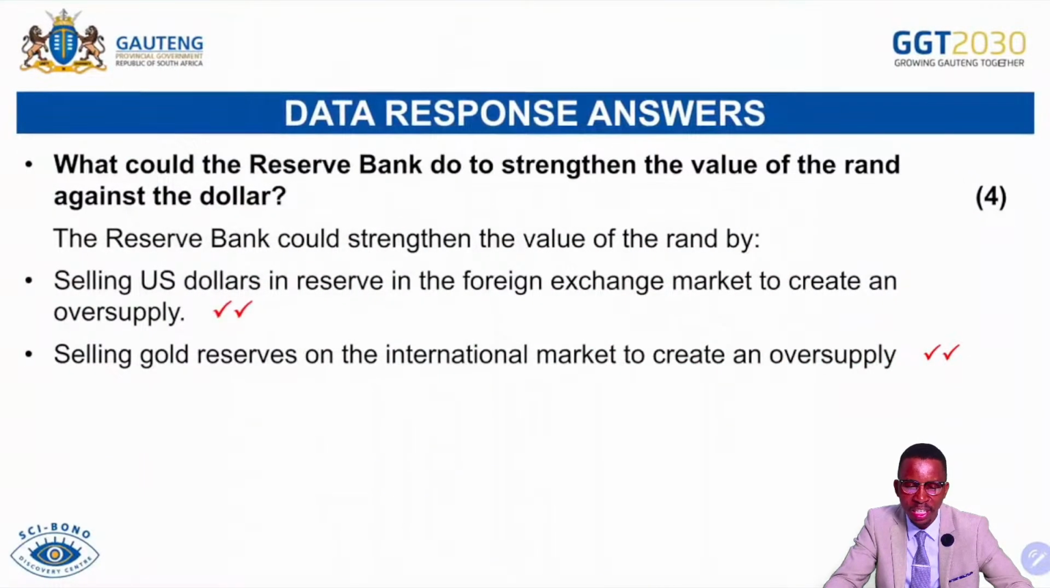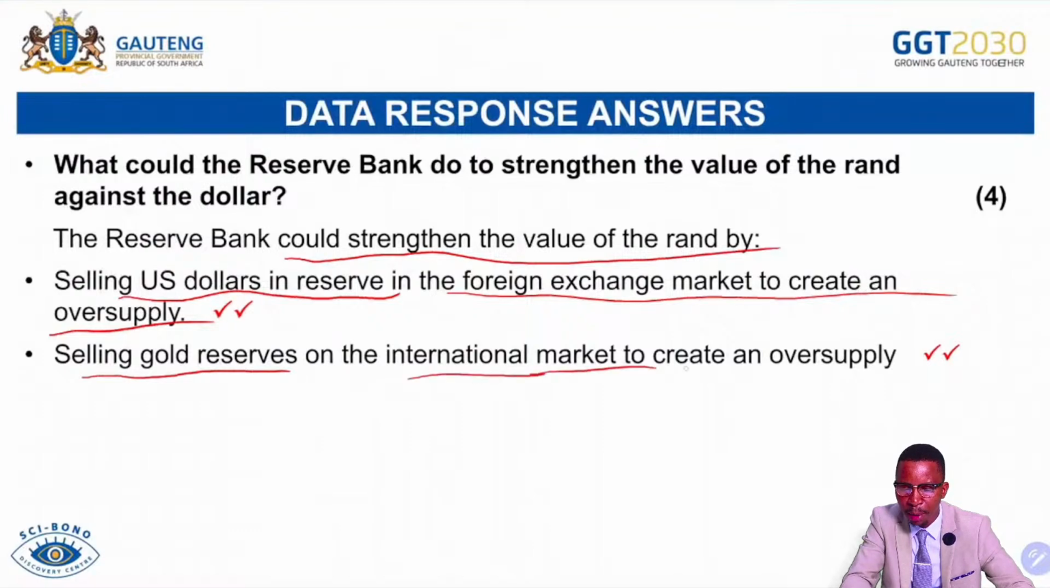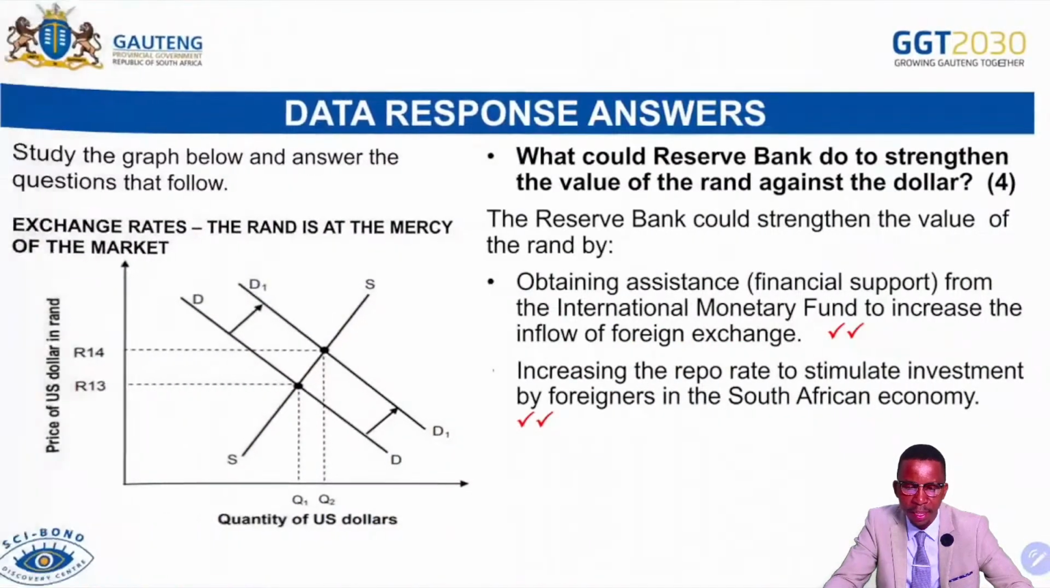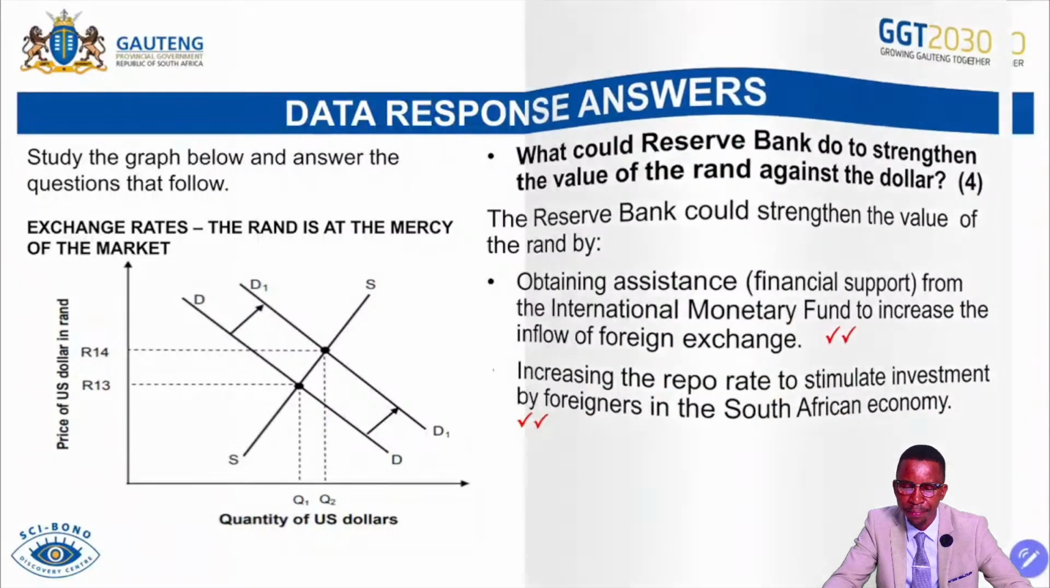And then what could the Reserve Bank do to strengthen the value of the rand against the dollar? The Reserve Bank could strengthen the value of the rand by selling US dollars in the reserve in the foreign exchange market to create an oversupply, selling the gold reserve on the international market to create the oversupply. Also, obtaining financial assistance from the IMF, the International Monetary Fund, to increase its inflow of foreign exchange, and increasing the repo rate to stimulate investment by foreigners in the South African economy.